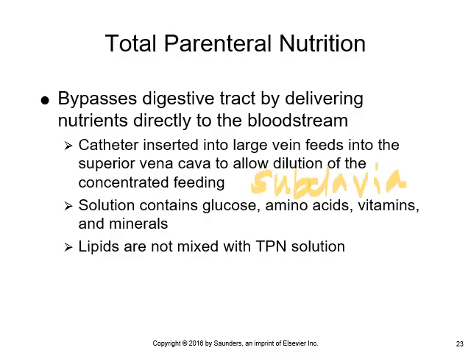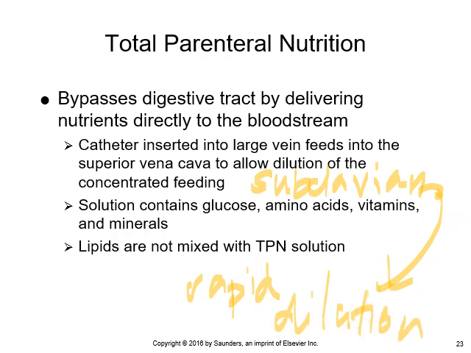It allows for rapid dilution of the concentrated feeding. Okay, that solution, that bag itself, contains glucose, amino acids, vitamins, and minerals. Lipids are not mixed with TPN solution. So if we need to give lipids, it should not be mixed with the bag.